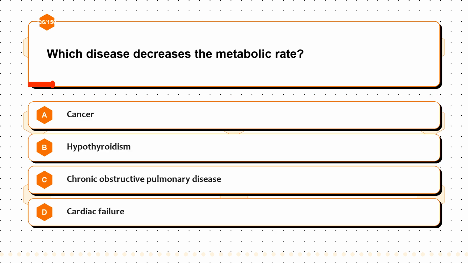Question 6. Which disease decreases the metabolic rate? Here are the options. Option A. Cancer. Option B. Hypothyroidism. Option C. Chronic obstructive pulmonary disease. Option D. Cardiac failure.